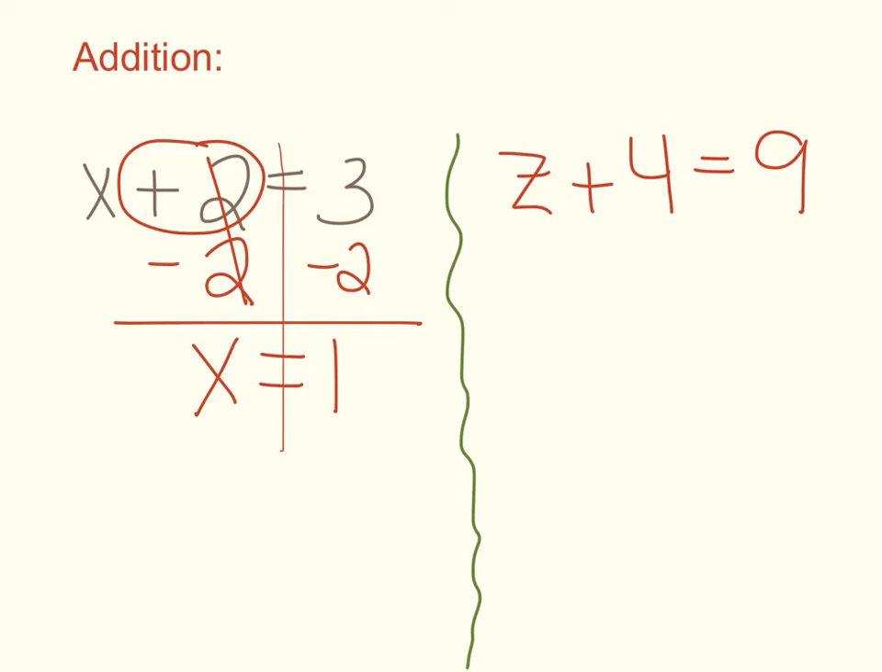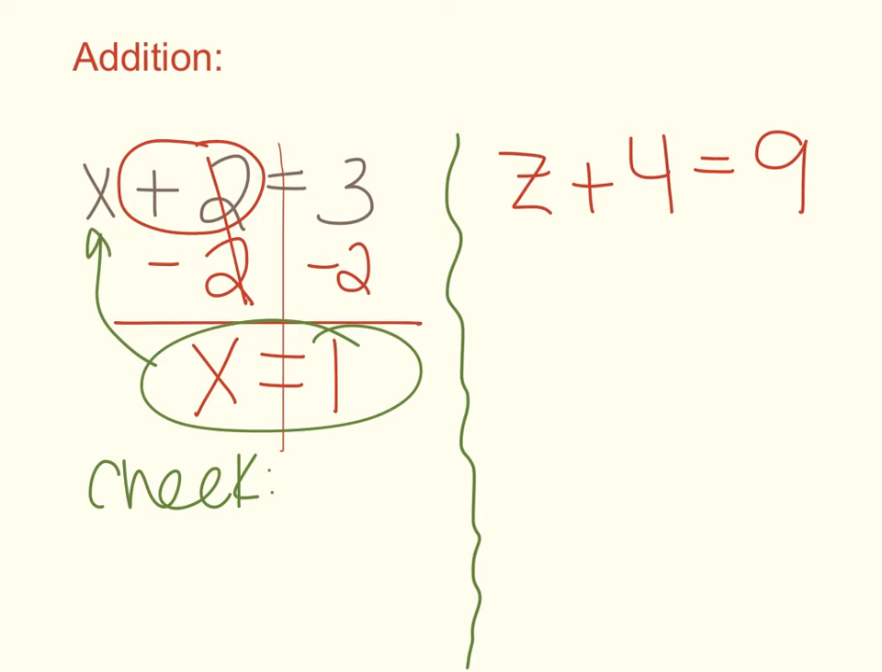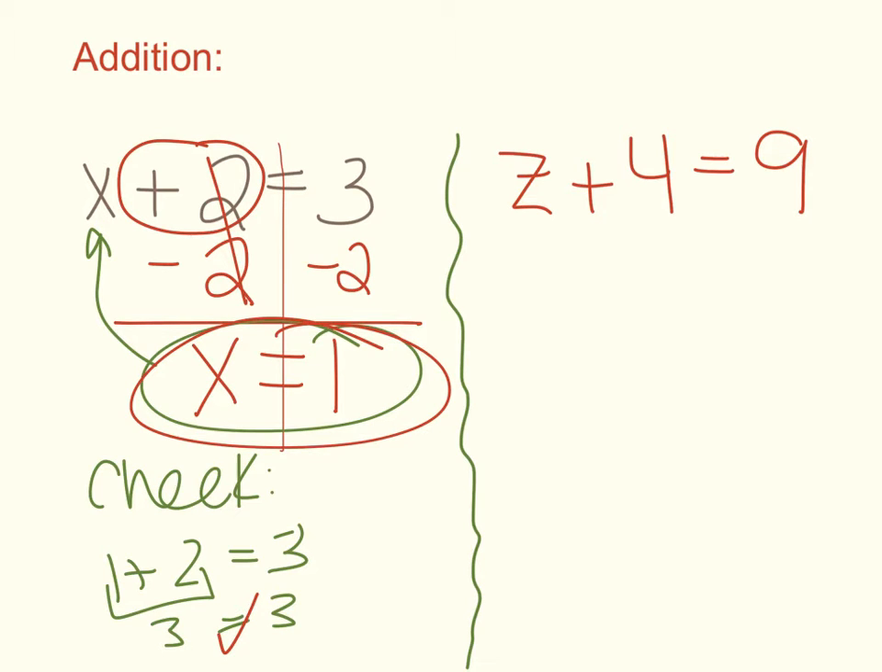Now how do I know that's correct? I'm going to do my check. The check is very important. That's where I take this answer and put it in for x. So I put in 1 plus 2 equals 3. 1 plus 2 equals 3, and 3 is also equal to 3. So this works. So x is equal to 1.